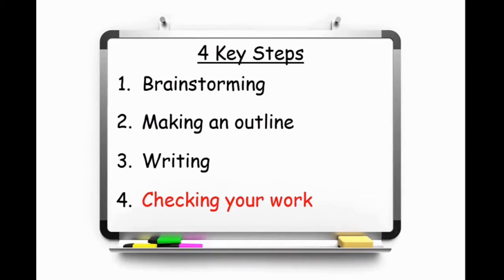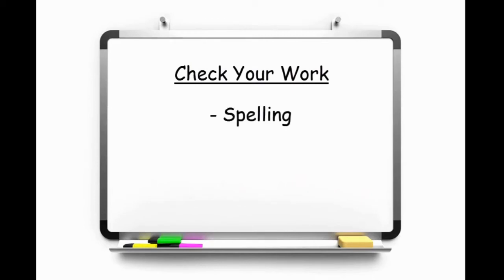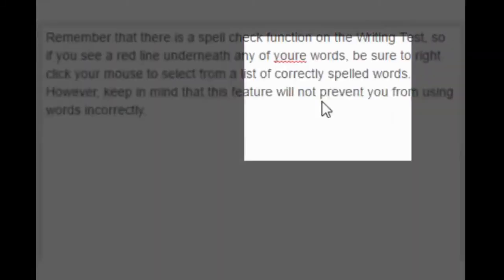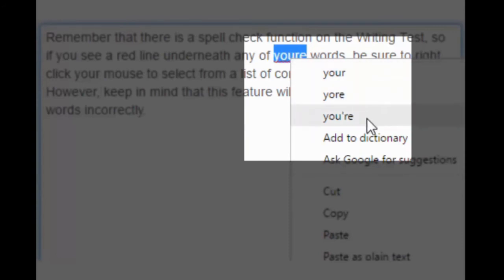Okay, let's talk about the final step in the writing process, checking your work. It's natural for all of us to make a few accidental errors in our writing, especially when feeling a bit stressed during a test. If you give yourself a few minutes to check your work, you may catch mistakes related to things like spelling, punctuation, and grammar. Remember that there is a spell check function on the writing test. So if you see a red line underneath any of your words, be sure to right-click your mouse to select from a list of correctly spelled words.